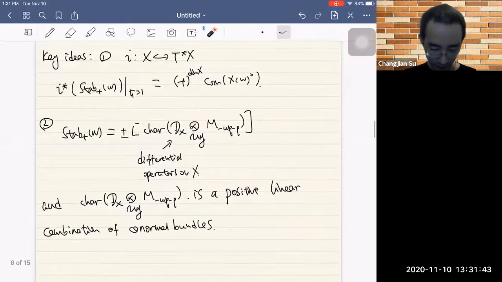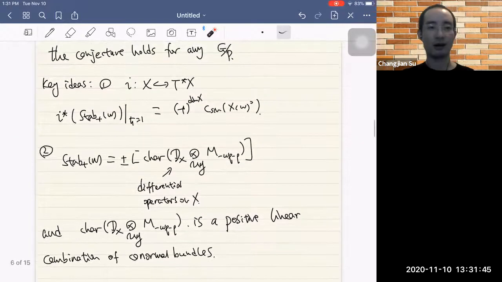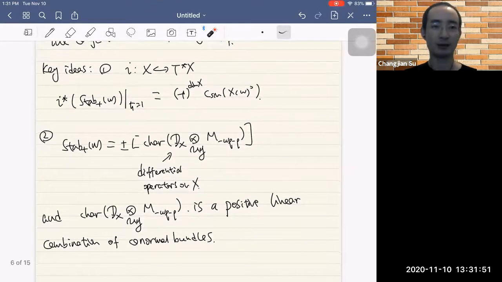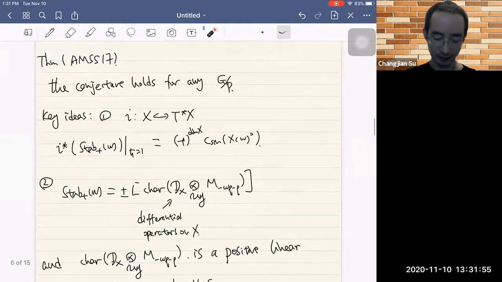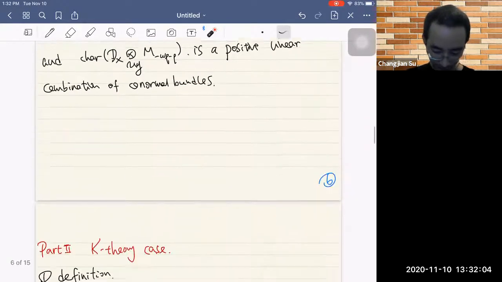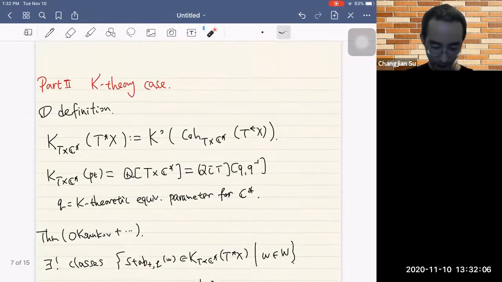Anyway, this is all I want to say about this cohomology story. And then I will go to the equivariant K-theory case. Any questions before I go into the K-theory case? Okay, so part 2 is about the equivariant K-theory case. The notation is as follows.